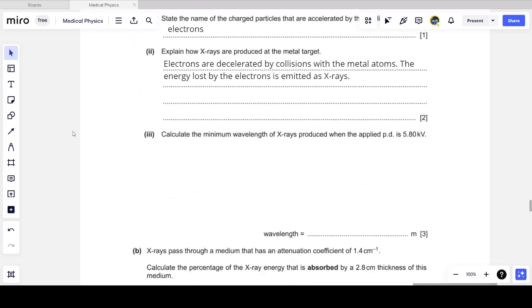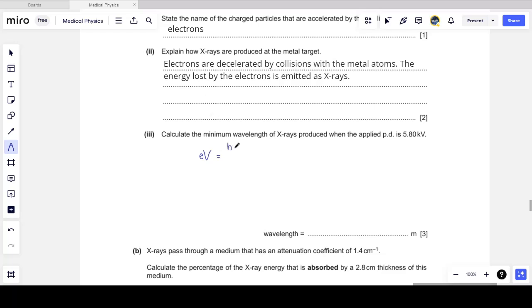We then want to find the minimum wavelength, the cutoff wavelength of X-rays produced when the applied potential difference is 5.8 kilovolts. So whenever you see a question like this, the best thing to do is to first go to your conservation of energy. I give the electrons energy eV because the electrons have charge e and the potential difference that I accelerate them through is V. So I give them initial potential energy eV. All of that potential energy is eventually converted into energy of the photons.